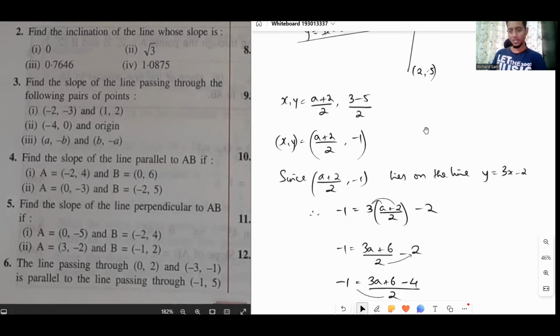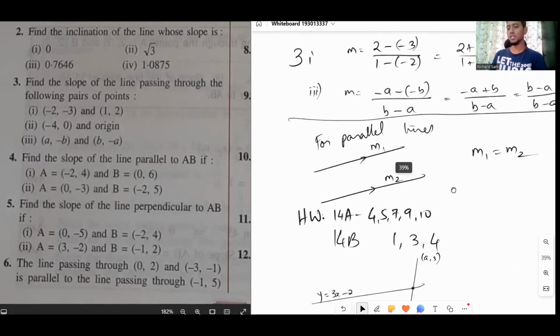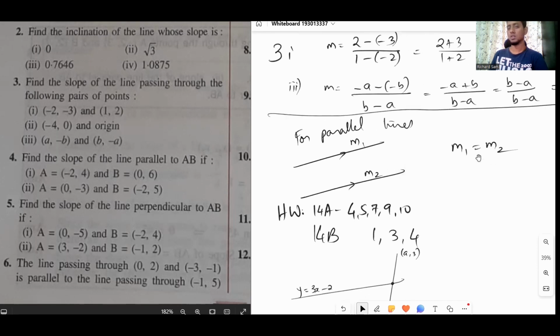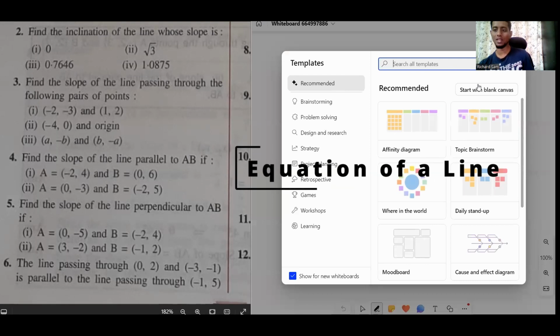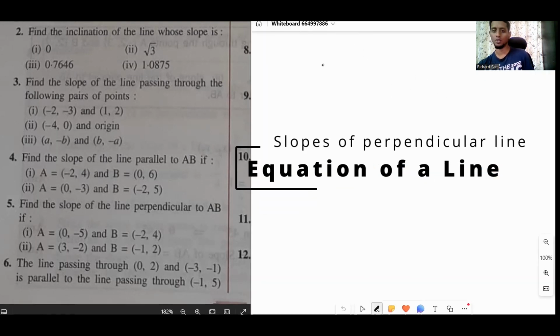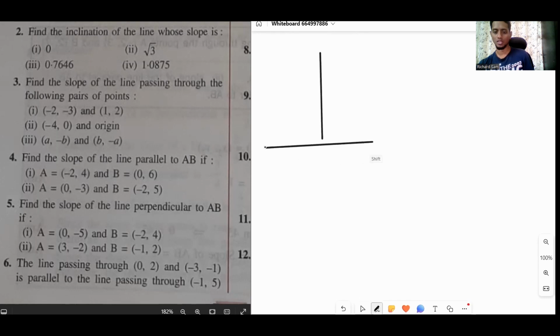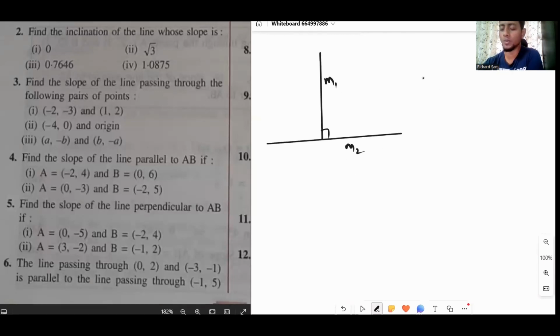Now, yesterday we saw that if two lines are parallel, then the slopes are equal. Now we'll see what if two lines are perpendicular to each other. What's perpendicular? 90 degrees, right? So if two lines are 90 degrees to each other, this one slope is m1, this is m2, their slopes will be in the relationship of m1 into m2 is equal to minus 1. This will be the relationship of their slopes.